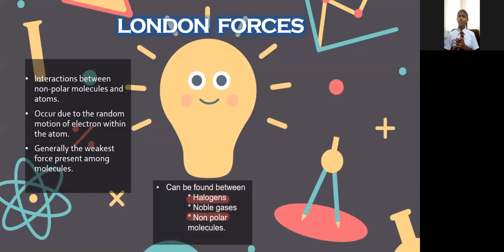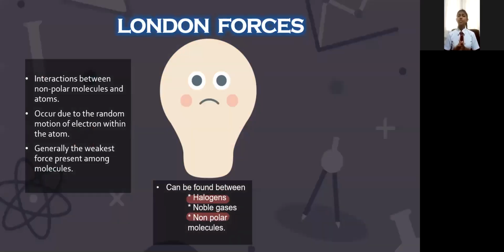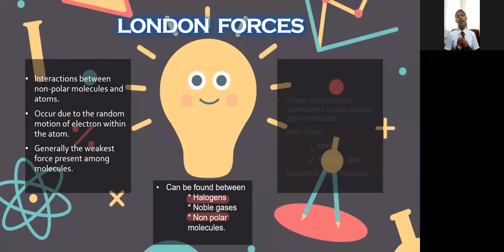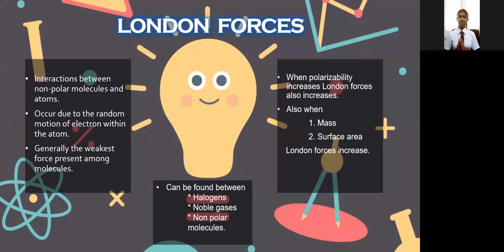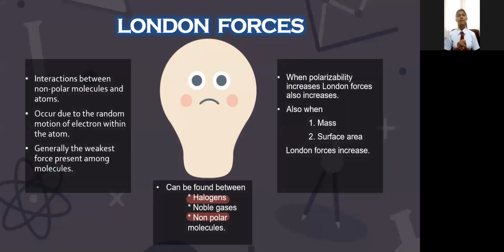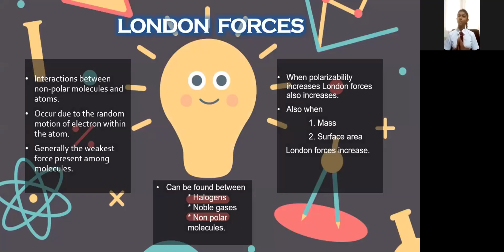So, where do we find these forces? These London forces can be found between halogens, noble gases, and non-polar molecules. When the polarizability increases, these forces become stronger. Not only that, but also when the mass and the surface area are high, these London forces become stronger.